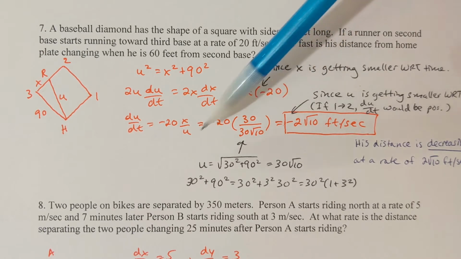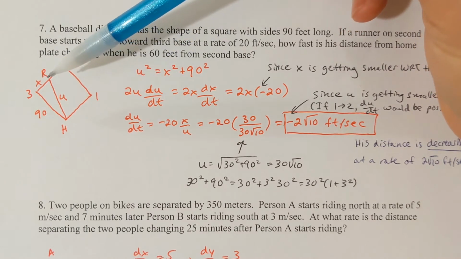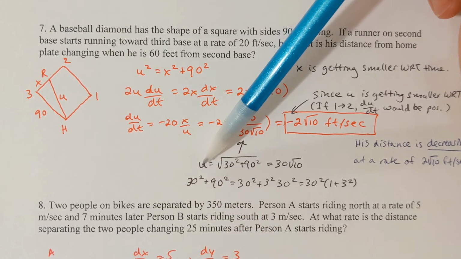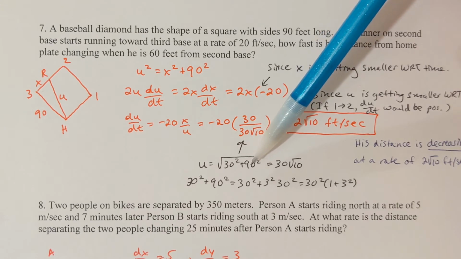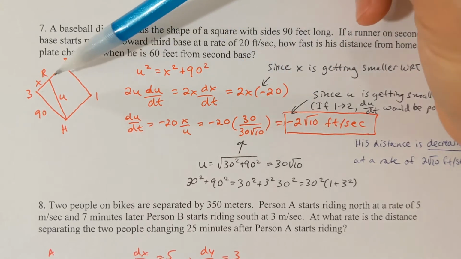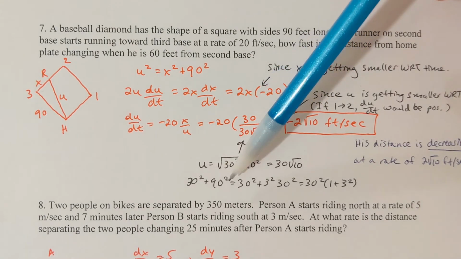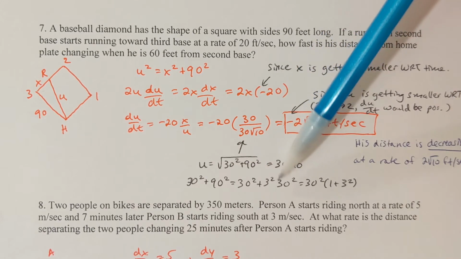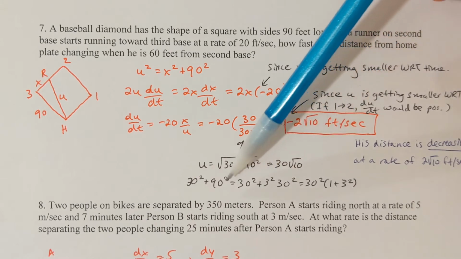X is 30. U is the hypotenuse in this right triangle, and I can get that by using the Pythagorean theorem. I'd want the square root of the sum of the squares of the legs. So 30 squared plus 90 squared, I'd want the square root of that in order to get the hypotenuse. 90 is the same as 3 times 30, right?